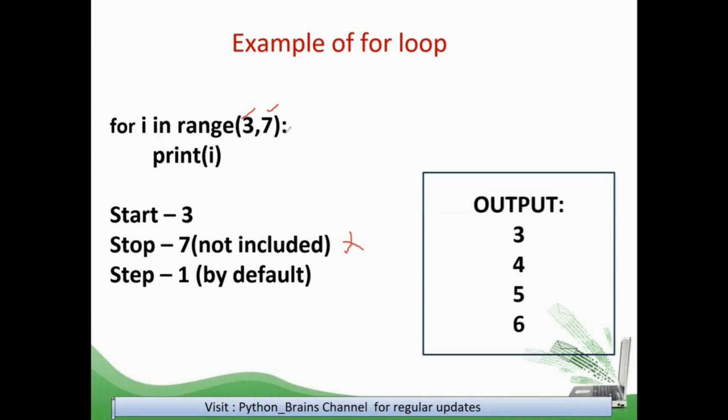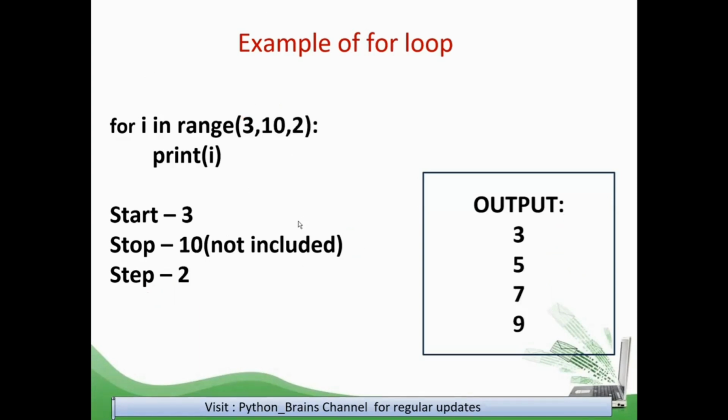Okay, and again the step value is not there, so by default it is 1. So this loop starts from 3. First, the value of i is 3, and 3 is printed. Then in the second iteration of the loop, 4 is there, then 4, then 5, then 6. After 6, the condition is false, so the loop terminates in that case.